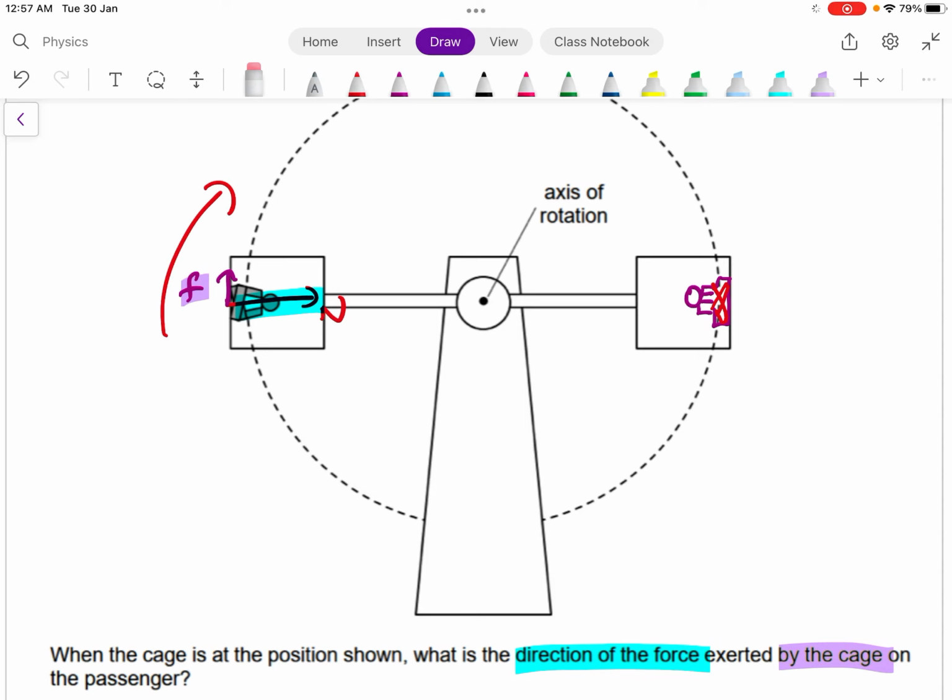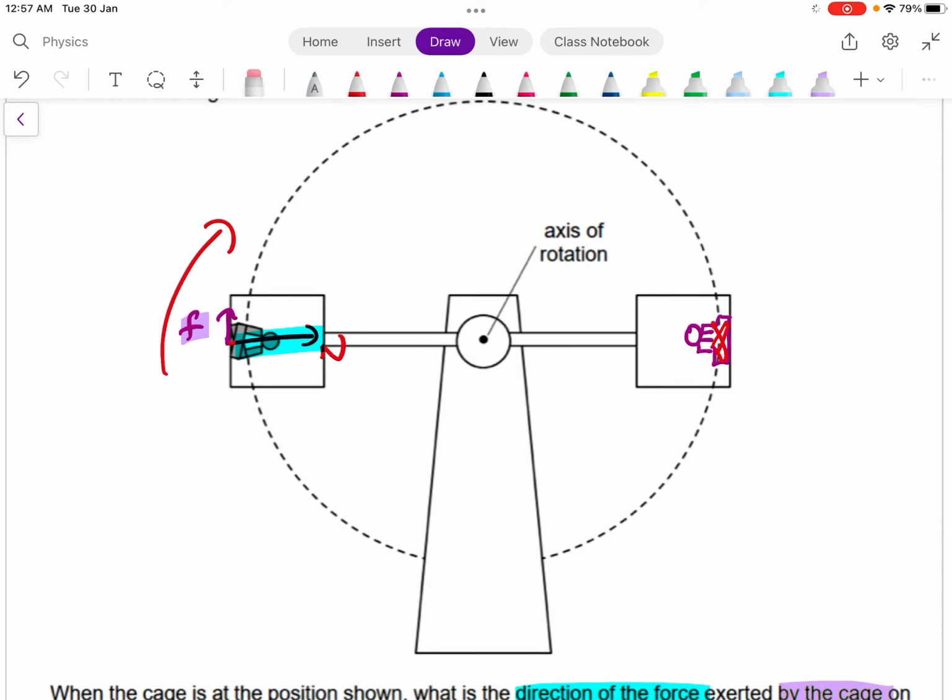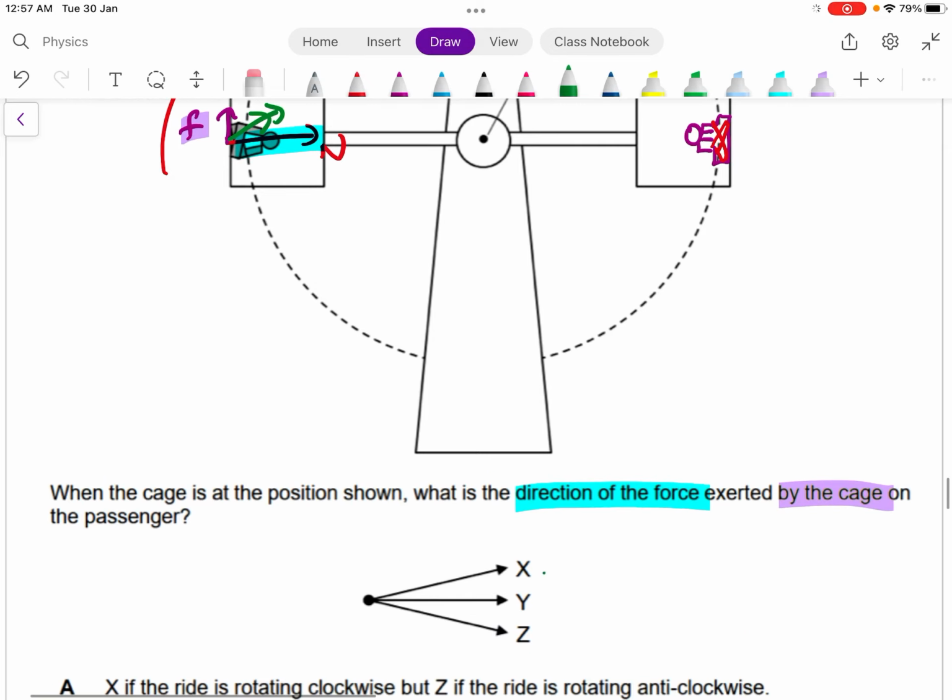So at this point, we can say that the resultant force of the normal contact force and the frictional force will be in this direction. So this is the resultant force. That is where we need to choose X.